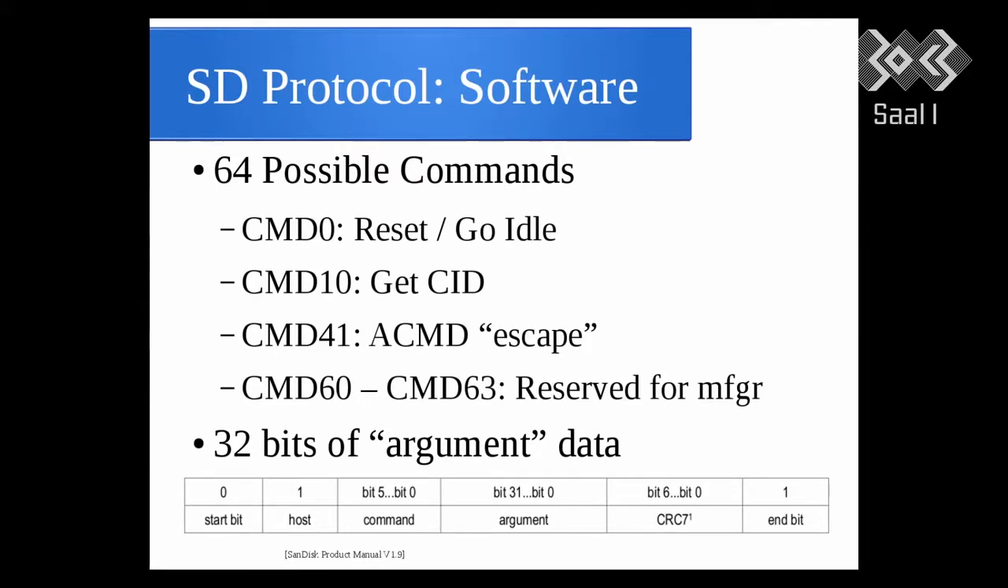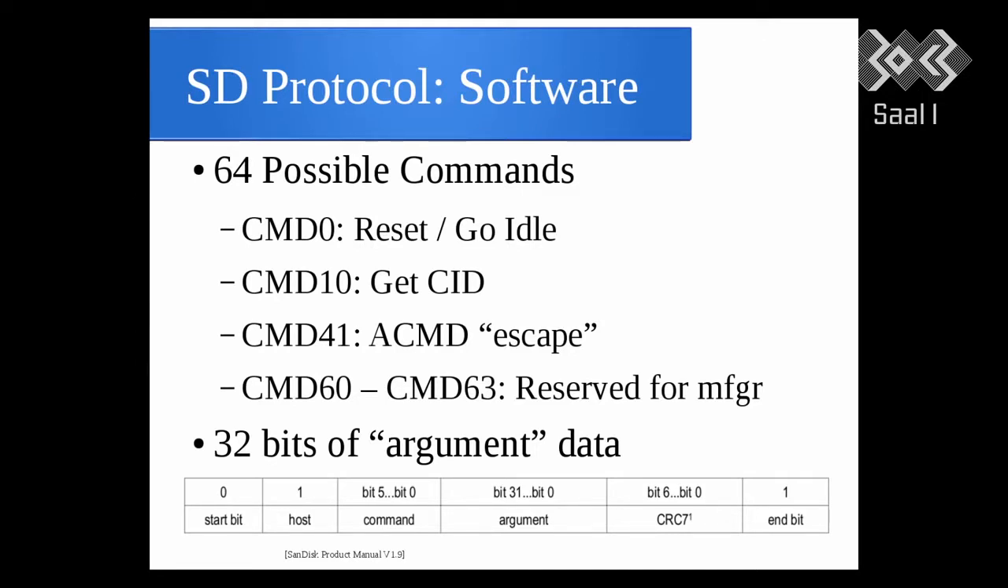Some of the other interesting ones are command 10, which is the get card identifier. There's command 41, which is like we're going to escape and run in a different set of commands. But there's also these, called class 8, commands 60 through 63, that are explicitly reserved in the specification for manufacturer. So that looks pretty interesting.